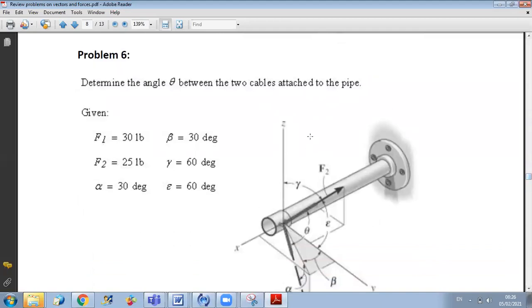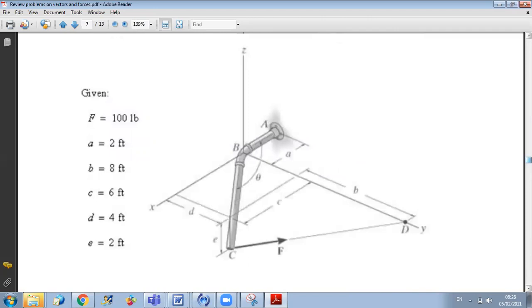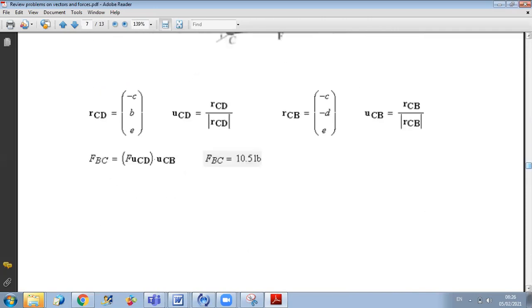Best doctor, I have a small question. Yes, sure. In the solution that they wrote below, they wrote F of UCD dot UCB. What is the difference if we wrote UCD and not F of UCD?